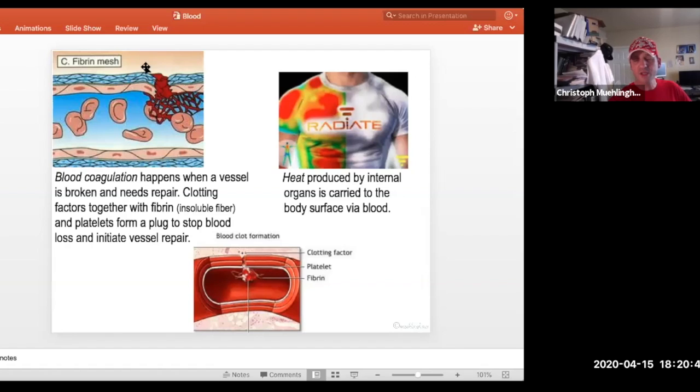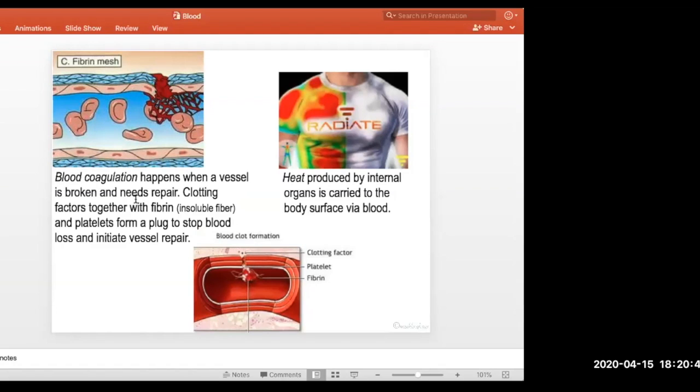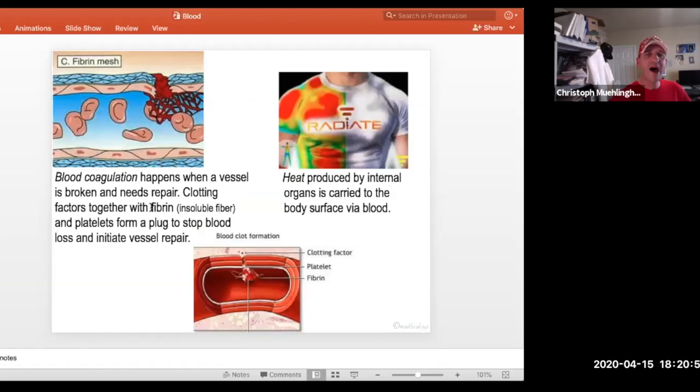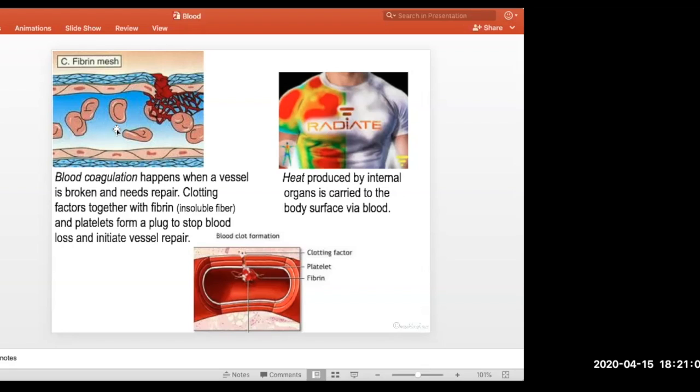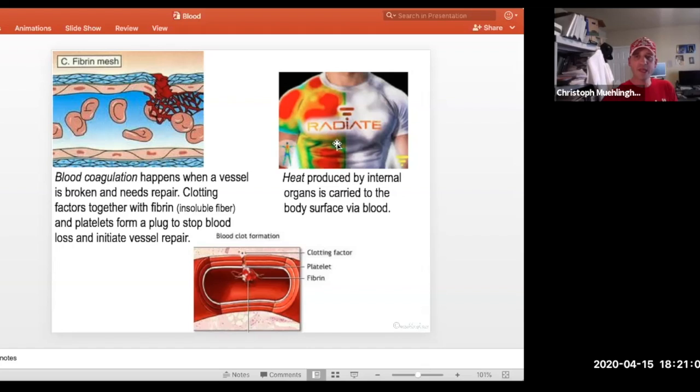When a blood vessel gets a cut, what happens to patch that up? That's called blood coagulation. And the interesting part about the fiber in blood is it has to be insoluble to patch it up. But we want the fiber to be soluble as it travels in the blood, because otherwise it's going to clot the blood, and we don't want blood clotting. That's a problem. And then I described the heat stuff in the text that we read.